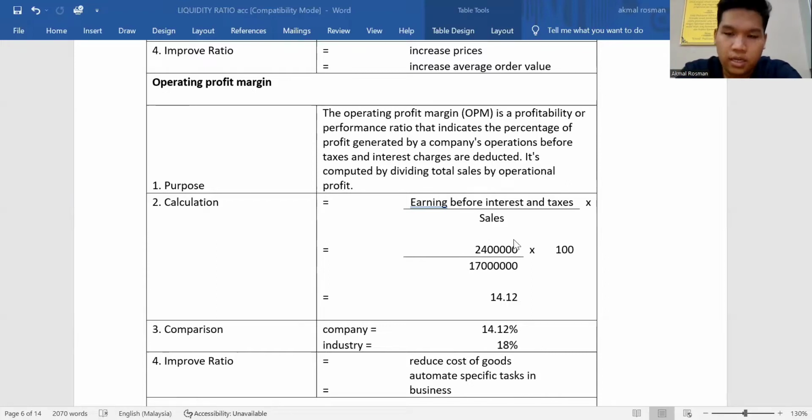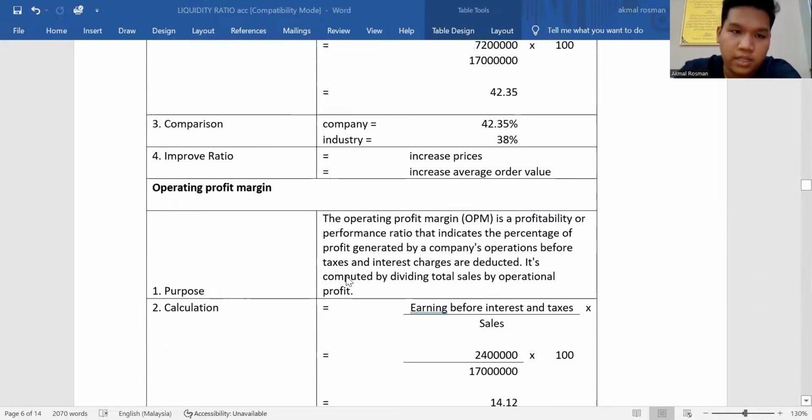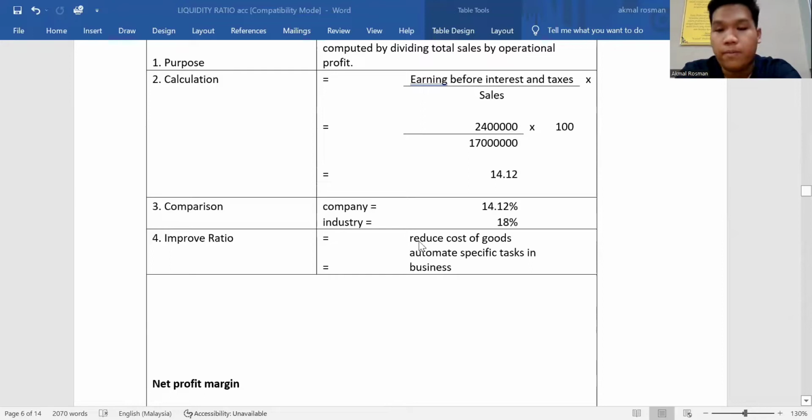Okay, this is the calculation with numbers. 2,400,000 over 17 million times 100 equals 14.12%. So the comparison for company and industry. For the company, we have 14.12%, and for industry it is 18%. And to improve the ratio for operating profit margin, we must reduce cost of goods, and the second one is automate specific tasks in business.